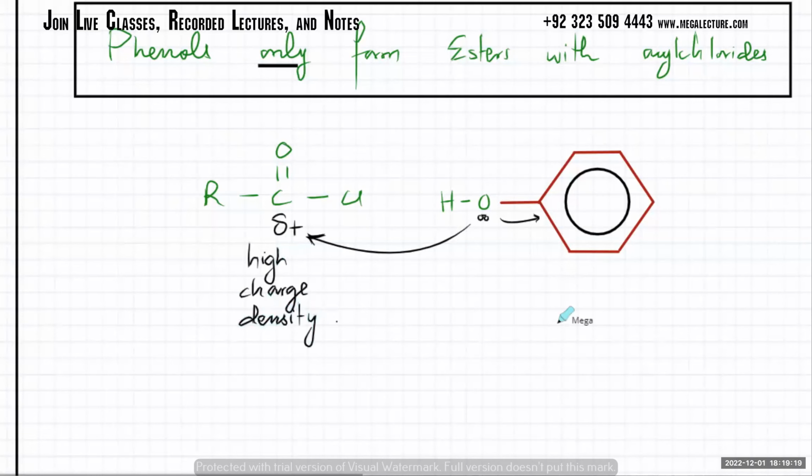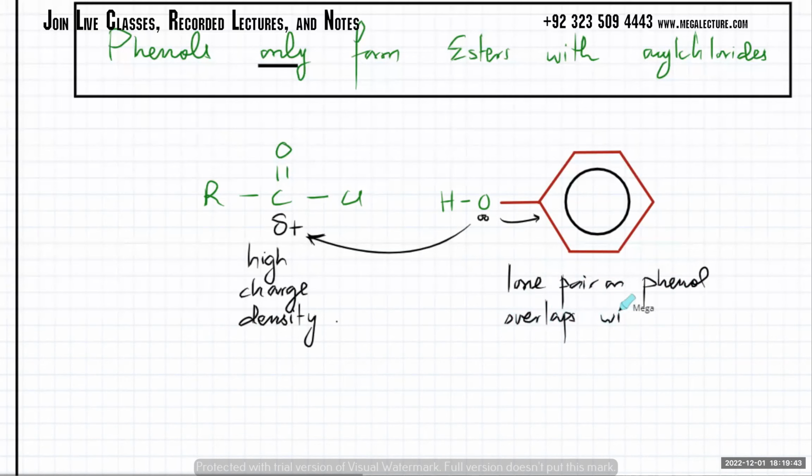Why is it high charge density? Because the carbon is bonded to two electronegative elements, one is oxygen and the other one is Cl. And why is phenol unreactive in forming esters? Because the lone pairs on phenol overlap with the benzene pi-electron cloud.